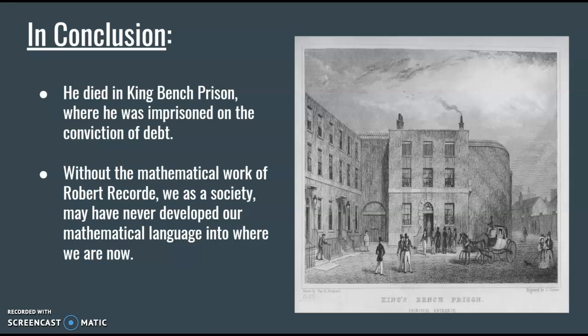Lastly, it is safe to say that without the mathematical work of Robert Ricordi, we as a society may have never developed our mathematical language into where we are now, or perhaps we would have not achieved such an enhanced mathematical language as early as we did without Robert Ricordi.